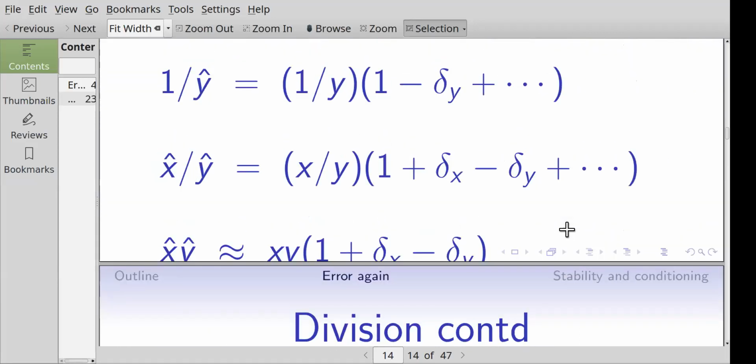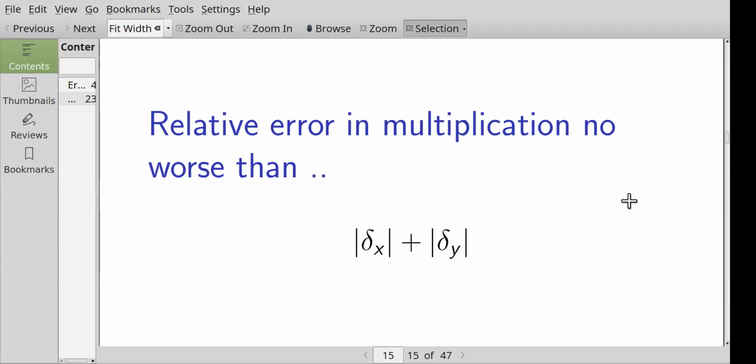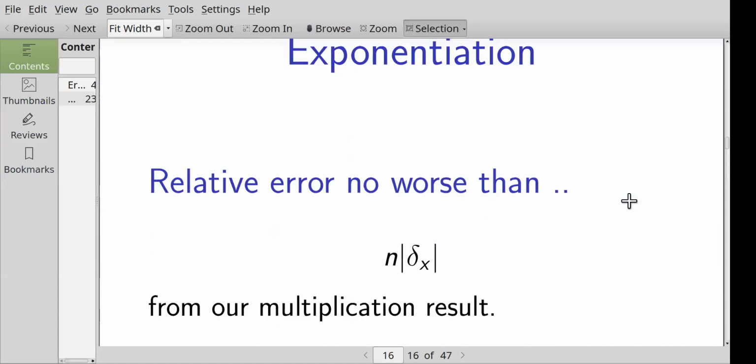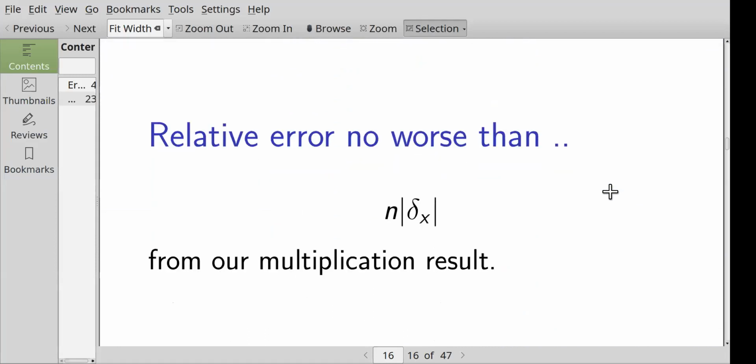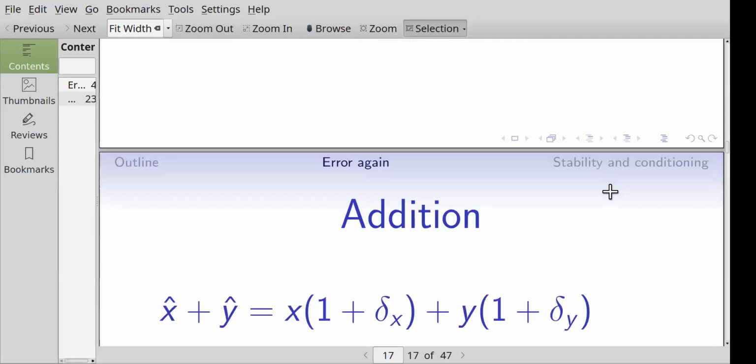that this time the relative errors subtract, and so the relative error in the multiplication should be no worse than the magnitude of the relative error on the first factor plus the magnitude of the relative error on the second factor. Exponentiation to the nth power, we multiplied by n using our multiplication result. Again, we had this before.